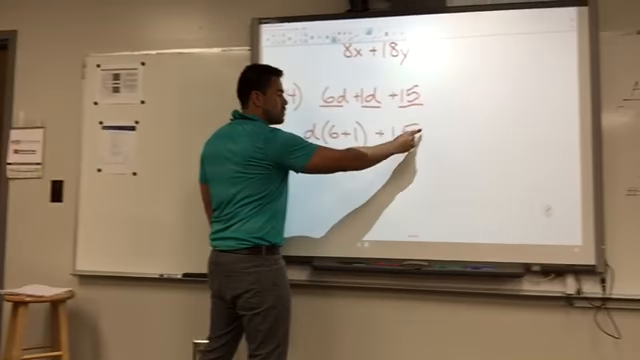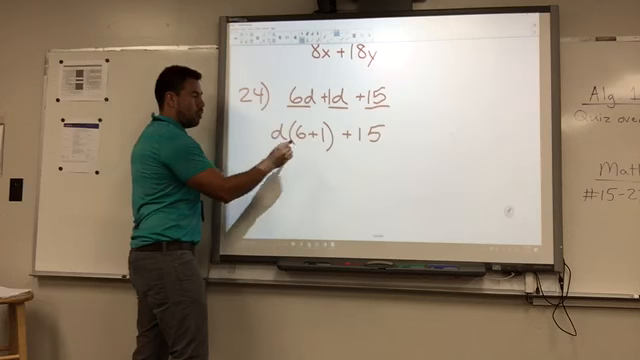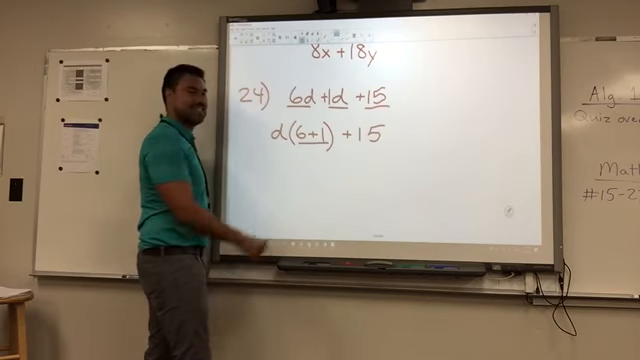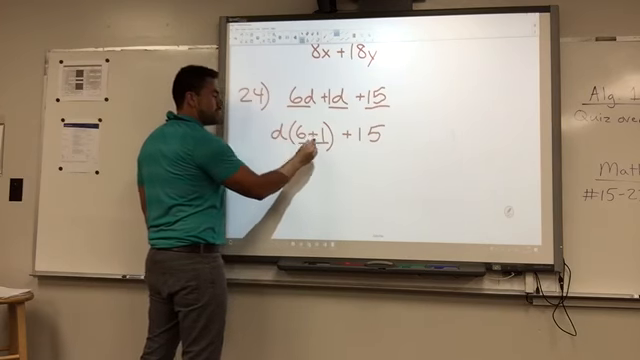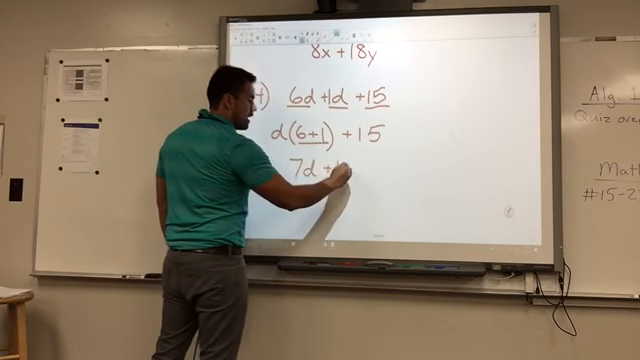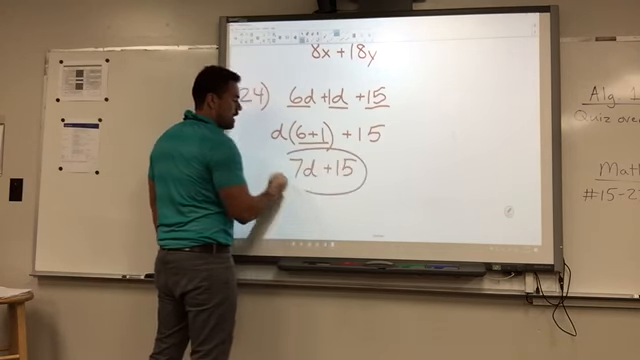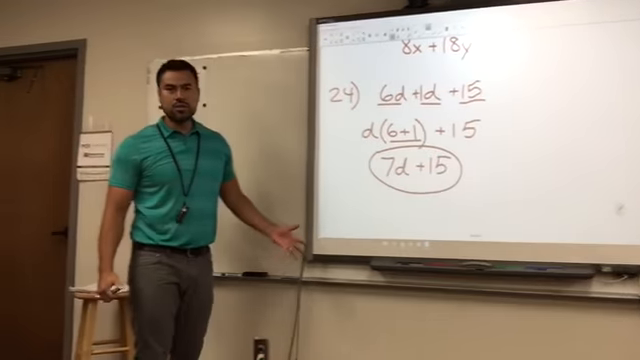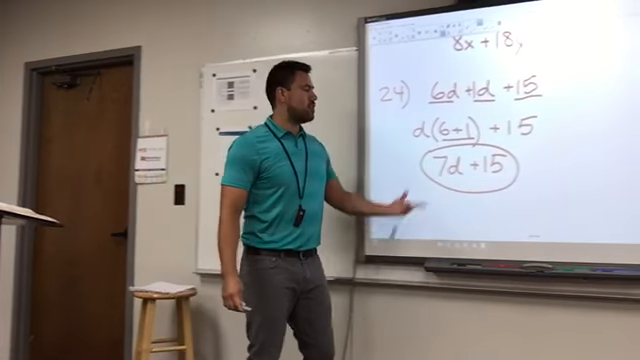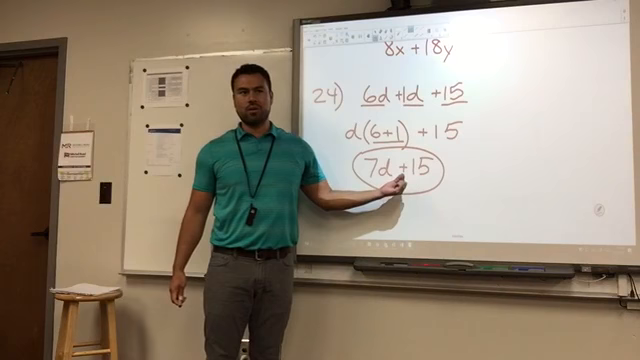But here we have this so far. We're not done. What's this added up together? 7. And then what's 7 times D? 7D. Can we combine it with the 15 and get like 22D? No, we can't. Why not? Because they're not like terms. You can't combine these anymore.